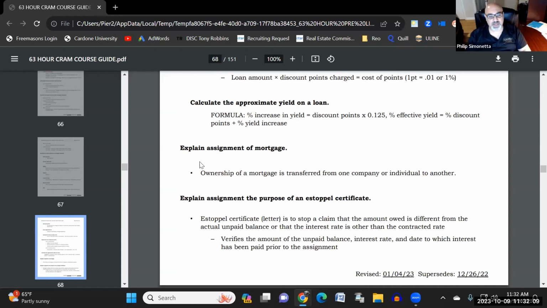And then explain assignment of mortgage. This is when ownership of a mortgage is transferred from one company or individual to another. That's when the mortgage sells from one bank to another or one investor to another. The payments don't change. The loan doesn't change. Just who you pay changes, right?